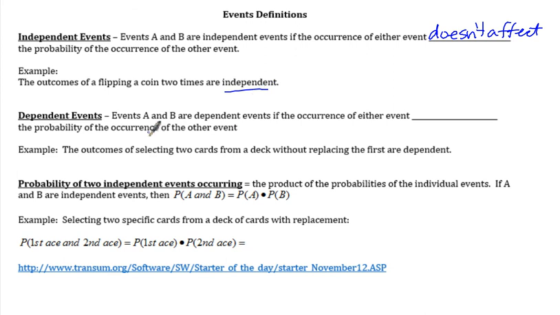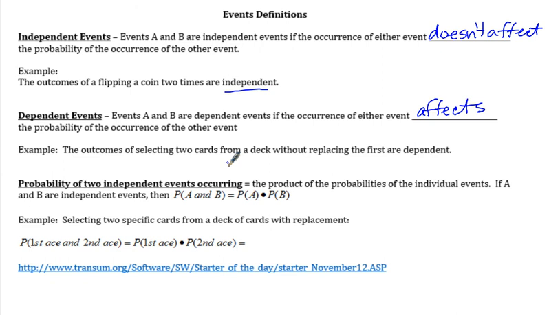Dependent, on the other hand, events A and B are dependent if the occurrence of either event affects the probability of the other event. So think of the outcome of selecting 2 cards from a deck without replacing. Let's say you pull an ace from the deck first. That means you have a smaller chance of pulling another ace because you've removed one of the aces. Okay? If you're not putting the card back, you're removing one of those chances. So the first thing you did by pulling that card has an impact on your chances of the next card that you pick. So those are dependent events.